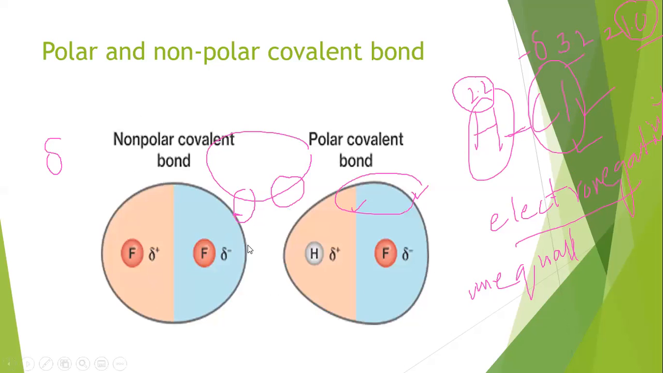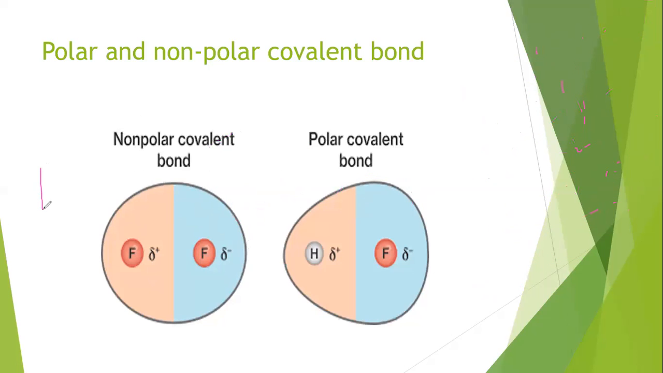Here you can see the non-polar covalent bond of a fluorine molecule. One fluorine atom and another fluorine atom. They both have the same electronegativity. So that's why they do not contain any partial positive or partial negative charge. That's why they form a non-polar covalent bond.